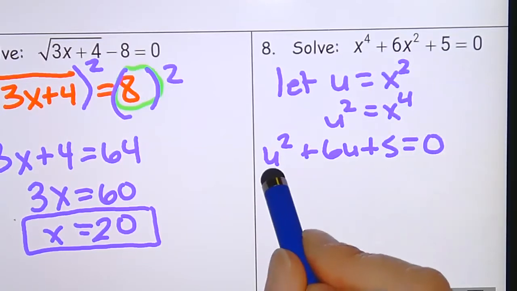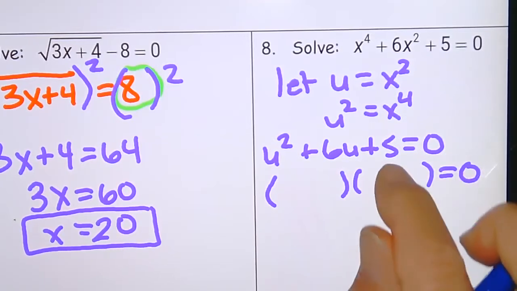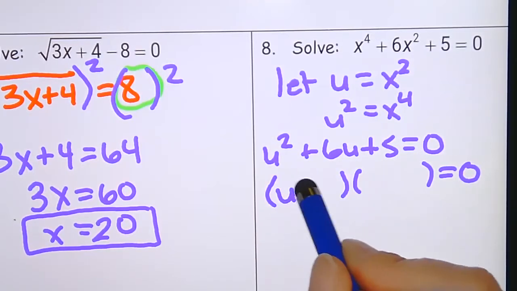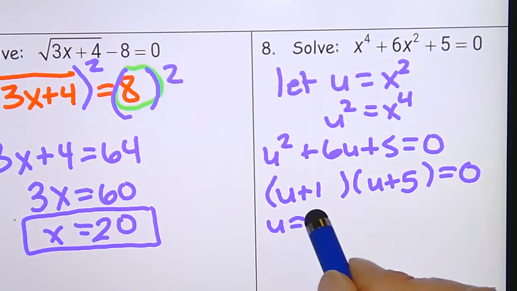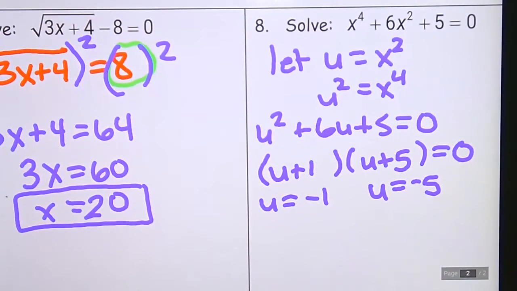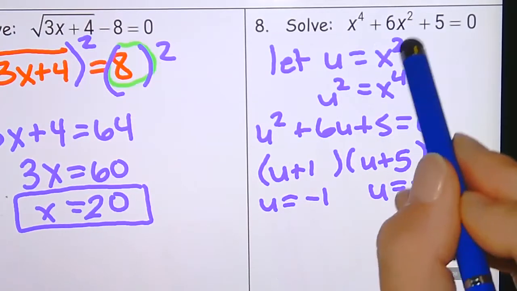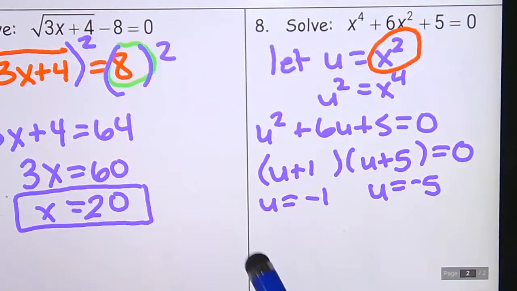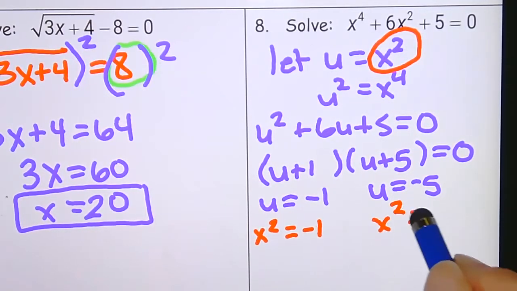Now I can factor. So I want something that multiplies to 5. This is where you've got to be careful. Multiplies to 5, adds to 6. So that's going to be a 1 and a 5. So I'm going to get u is equal to -1 and u is equal to -5. And now I'm going to solve this. So remember, this equation did not have u. What does u equal? U is the same as x squared. So I'm going to write x squared equals -1 and x squared equals -5.